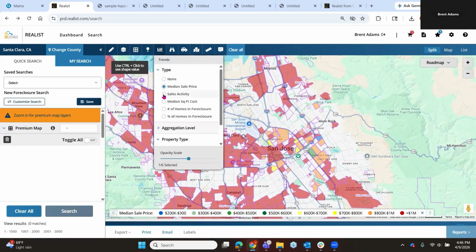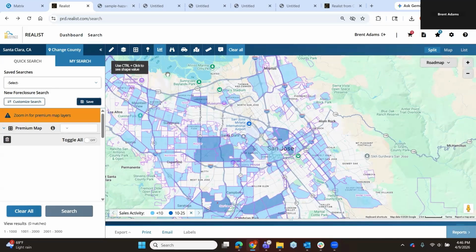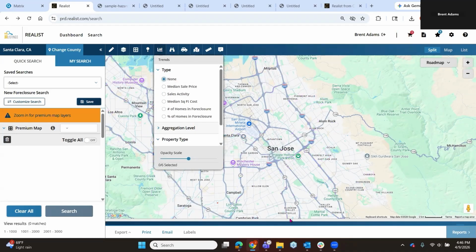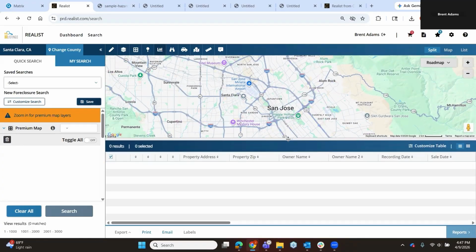We can show you where properties are selling more than others too, sales activity. Again, it's going to be your warmer colors that are going to show you your higher levels of activity, and your cooler colors that are going to show you your lower levels of activity. But those are some great ways to, again, get that sort of 30,000 foot view and understand exactly what's going on in these neighborhoods.